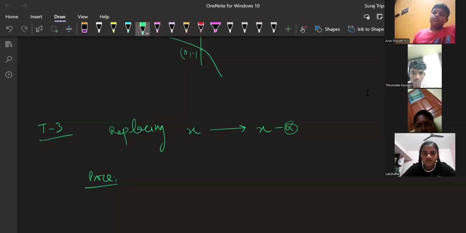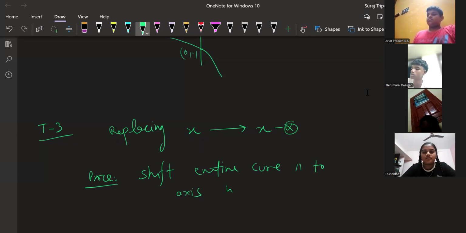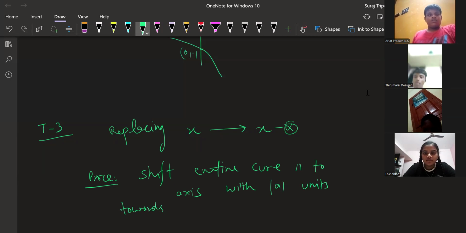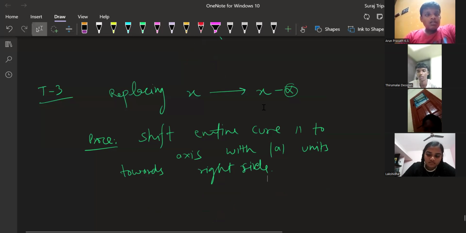Right. So the procedure is: shift the entire curve parallel to the x-axis by mod alpha units towards the right side. Right? We have to shift the entire curve towards the right side.